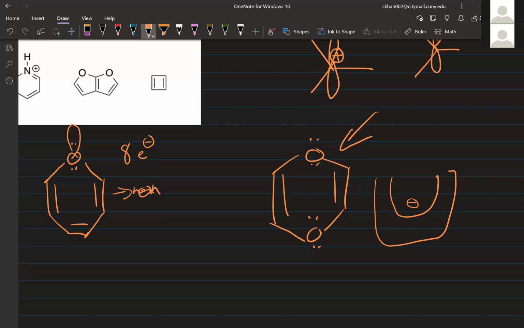2019 RS, right? Question 5 or 6. It's question 5. Oh, explain, predict. 6 pi electrons would likely be in conjugation. Yeah, I'm just looking over the answer.